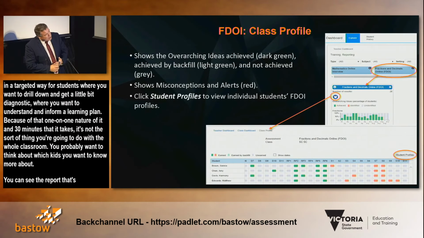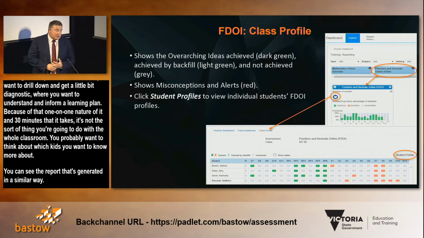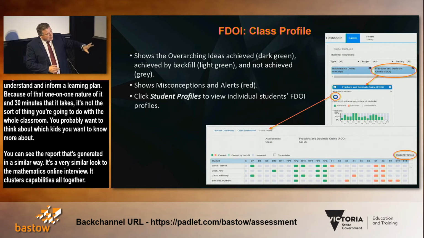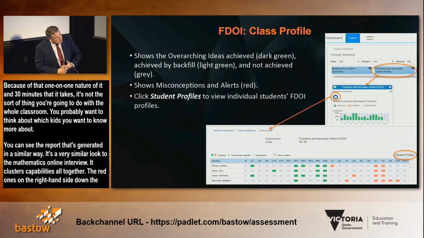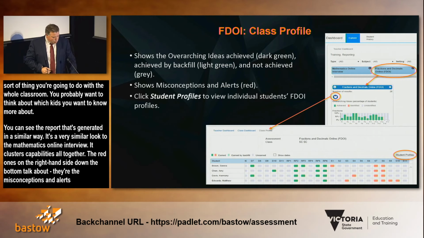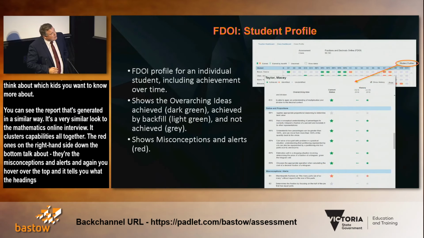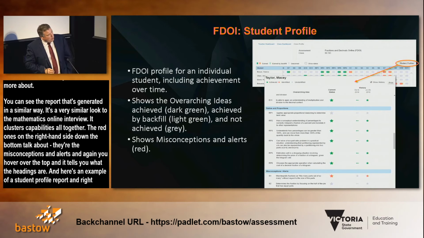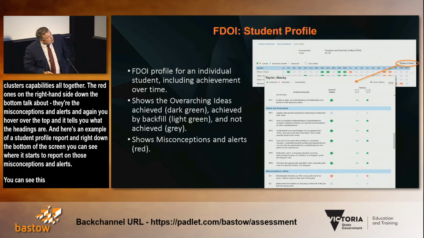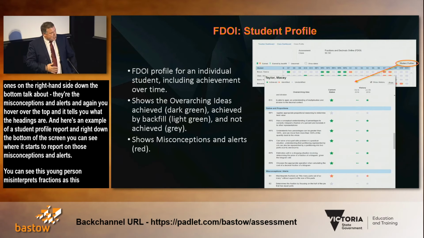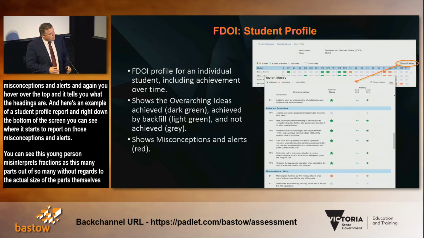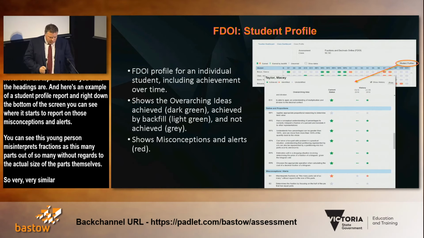You can see the report that's generated in a similar way. It's a very similar look to the mathematics online interview. It clusters capabilities all together. The red ones on the right-hand side down the bottom are the misconceptions and alerts. And again, you hover over the top and it tells you what the headings are. And here's an example of a student profile report. Right down the bottom of the screen, you can see where it starts to report on those misconceptions and alerts. So you can see this young person misinterprets fractions as this many parts out of so many without regard to the actual size of the parts themselves. Okay, so very, very similar look.